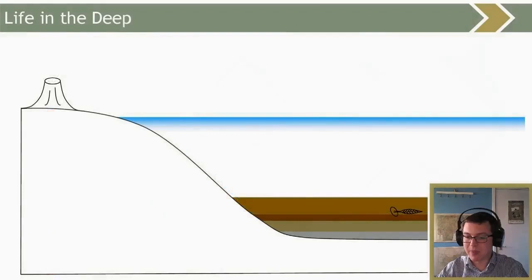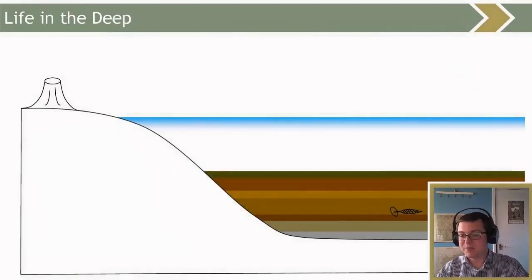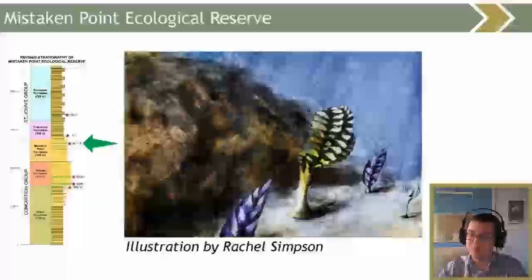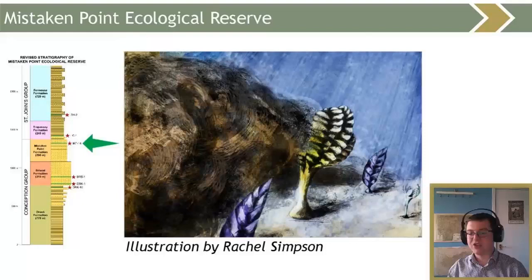And then, of course, more sediment gets deposited, and the layers build up. And that is how we get the many layers with many different types of fossils that we find at Mistaken Point.